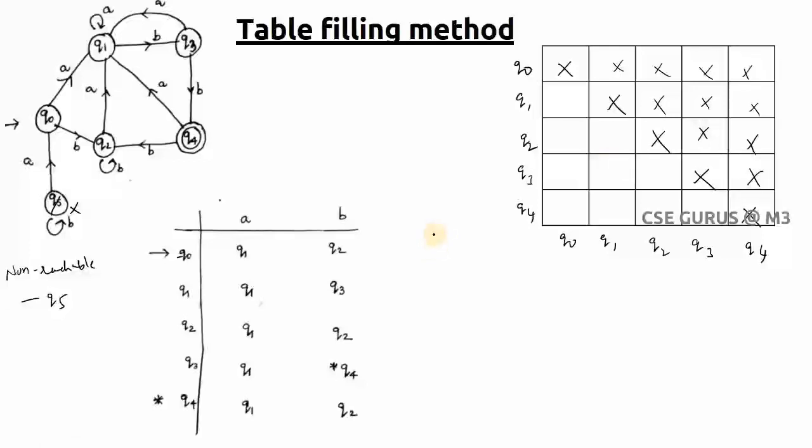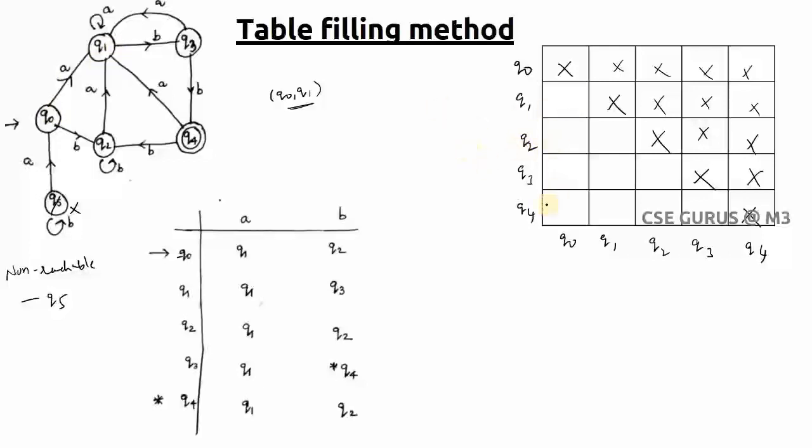How to fill, I'll explain here. You can see one by one. First this cell, what is this cell? Q0, Q1 pair. So I'm writing here the pair Q0, Q1. Now what you need to do is check these two states. Whether both are non-final, not a problem. Whether both are final, not a problem. But if one is final and one is non-final, then mark that cell. So you can see here the first one, Q0, Q1, both are non-final. No need to mark now.